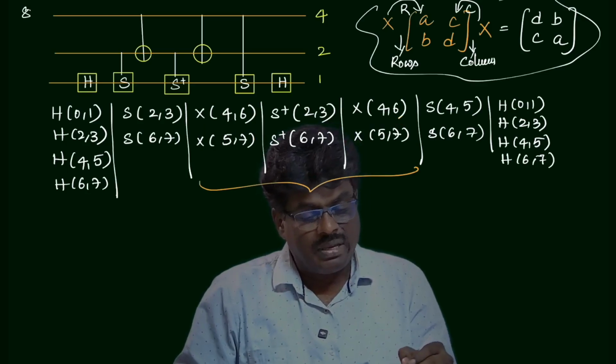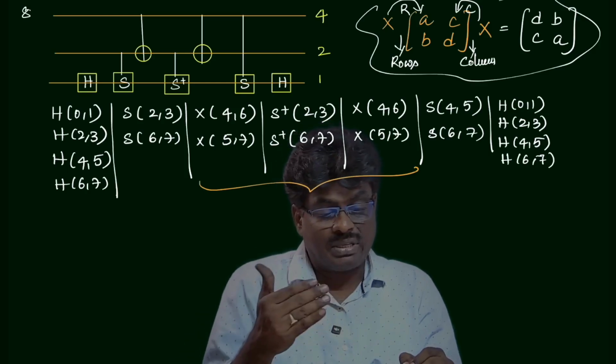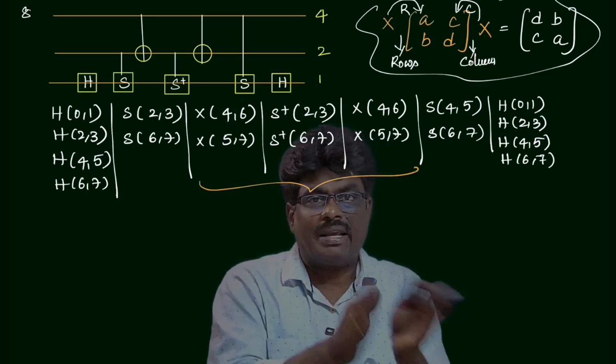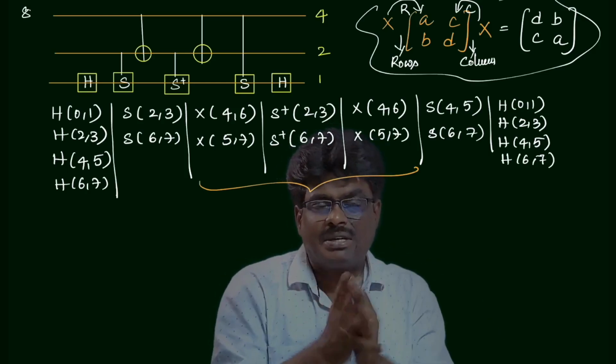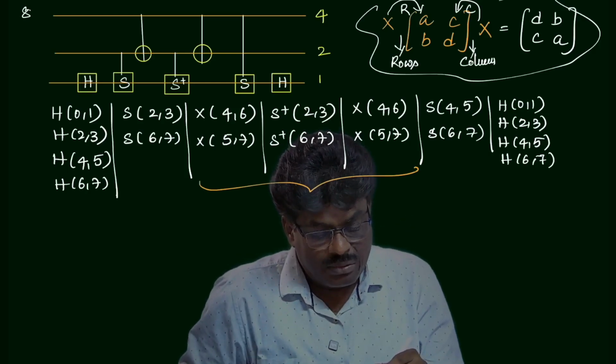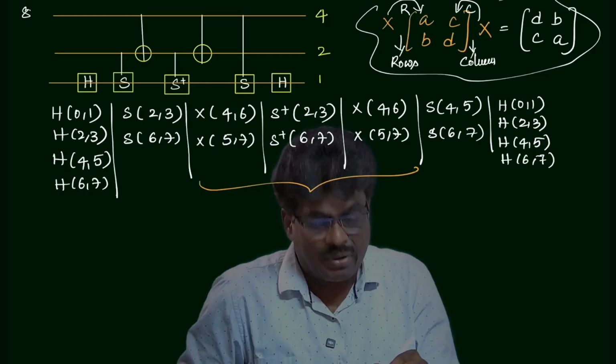But you don't have the S dagger 4 6, S dagger 5 7 combination here. If it were there, then you could multiply like that and interchange the diagonal elements. But it's not like that. Then what is the technique here?